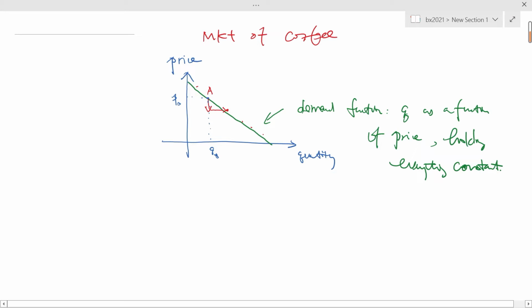If other factors, for example income or the price of substitute goods, change, the demand will shift. The whole demand schedule will shift. Okay, so this is the demand function.